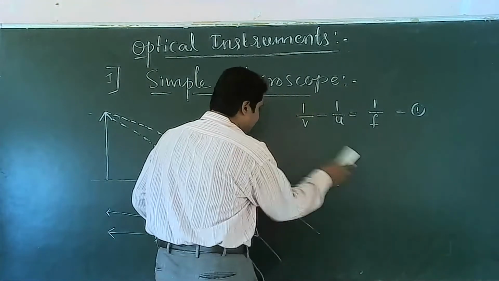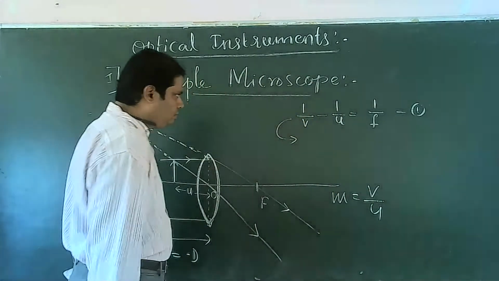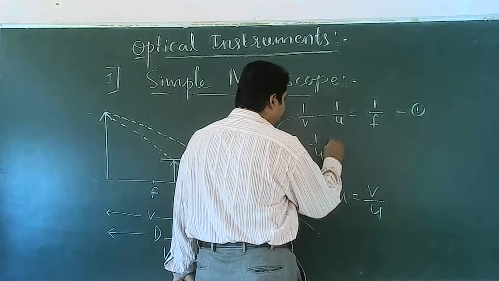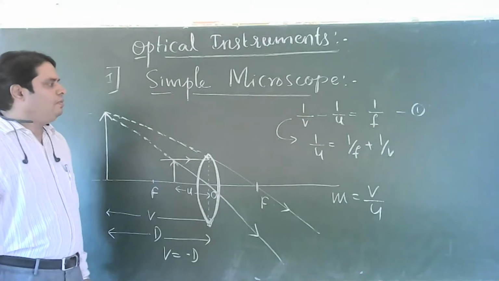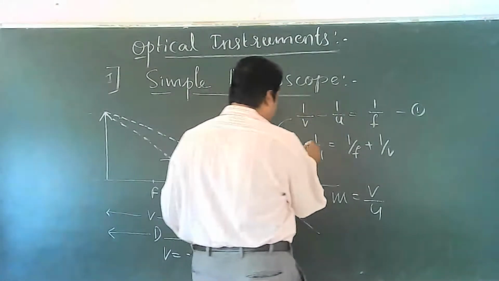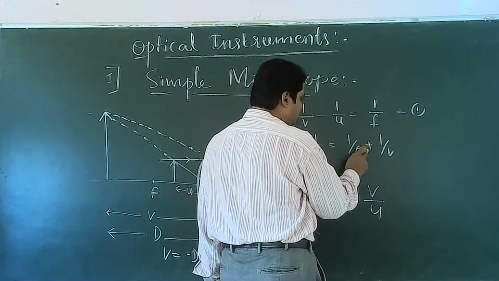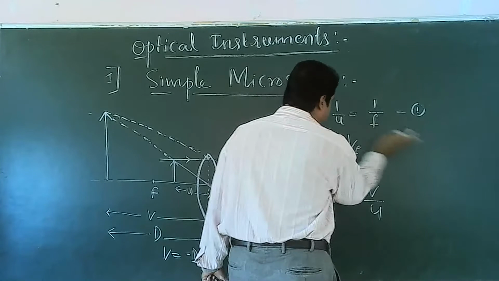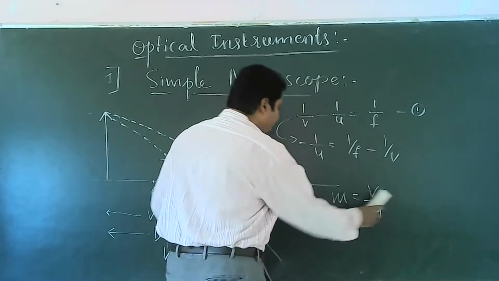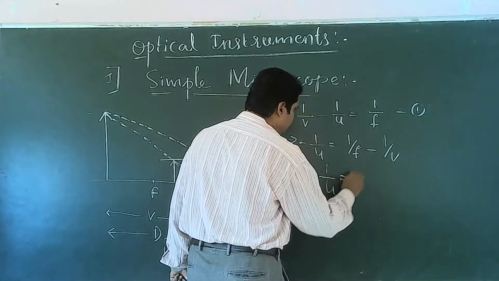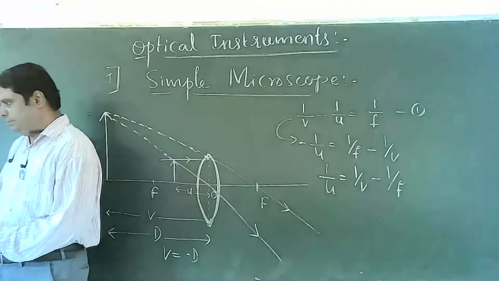Now, I write somewhere here M is equal to V by U. From equation 1, 1 by U is equal to 1 by V minus 1 by F.